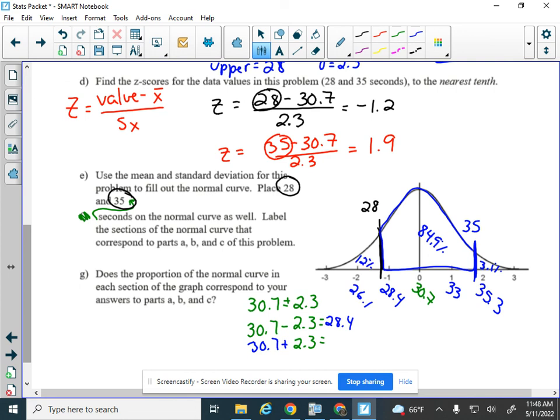So that's what your calculator is actually finding. It's finding the percent of the curve that's between those two values. Now, we don't see that because we're just typing a couple of numbers in normal CDF, but that's what it's finding.